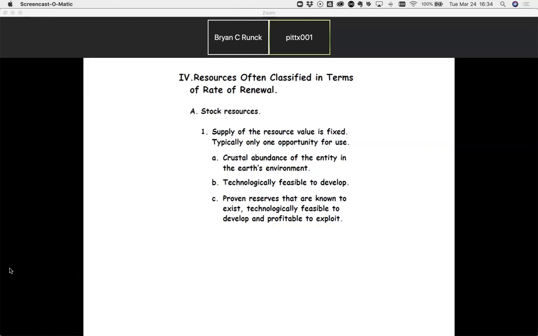Within the definition of crustal abundance, that is the amount of an entity that exists in the environment, there is what we can call technologically feasible, that which we actually have the technology to be able to develop. And then finally, we have what are called proven reserves that are known to exist in the environment, that are technologically feasible to develop, and in addition are profitable to exploit.